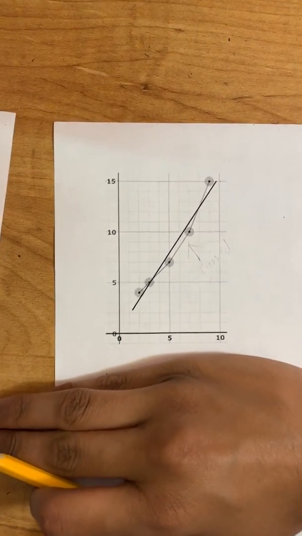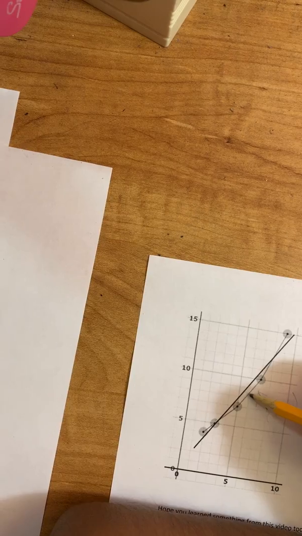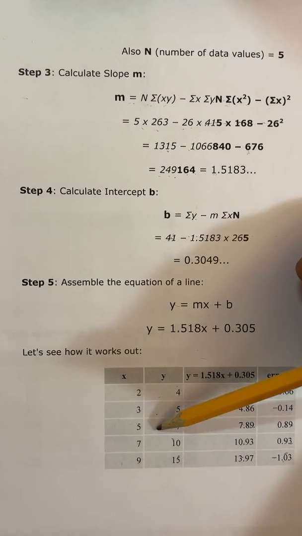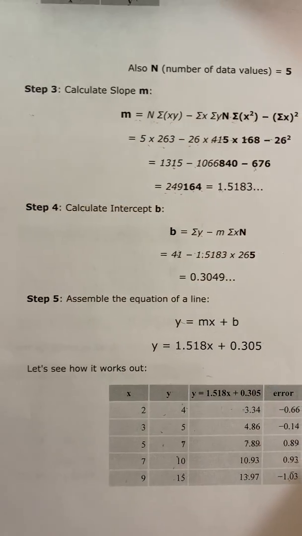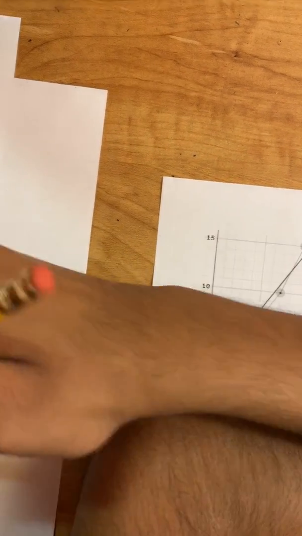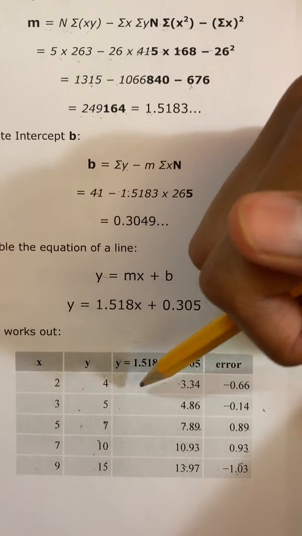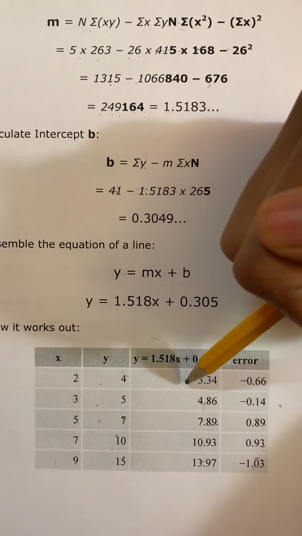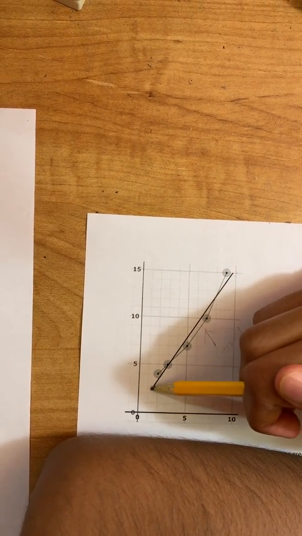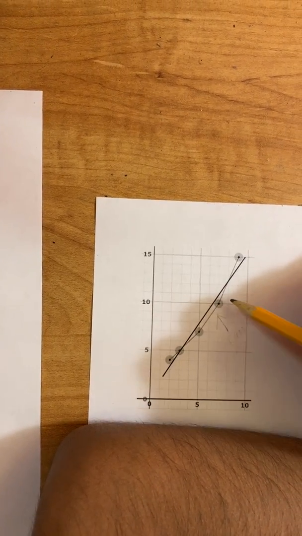Now you're going to graph. The curved line shows the xy coordinates, which are 2, 4; 3, 5; 5, 7; 7, 10; and 9, 15. And that's what you get for the curved version. For the straight line version, that's y equals 1.518x plus 0.0305. You have to plot these points, and you just plot it right over here. And then you get this straight line formula. And that's about it for this one.